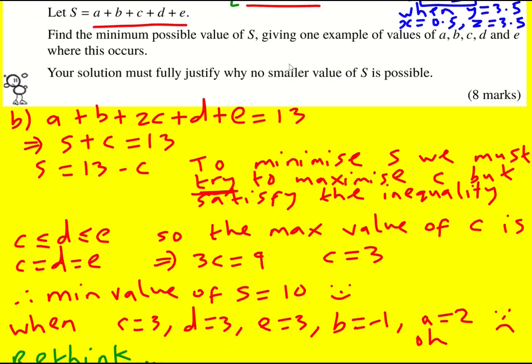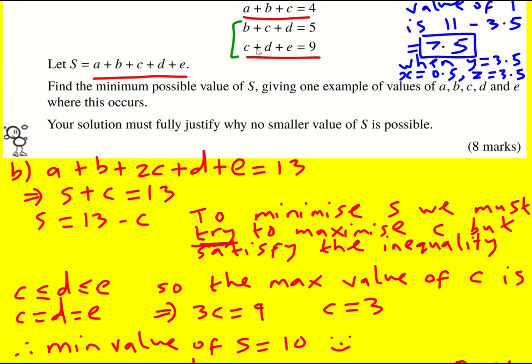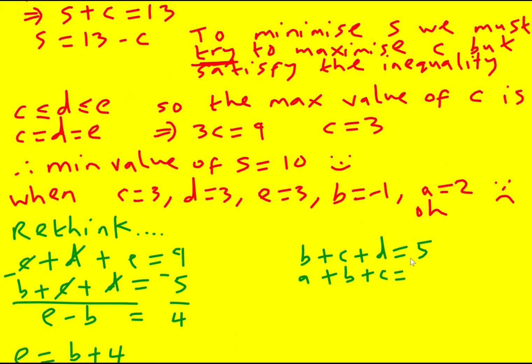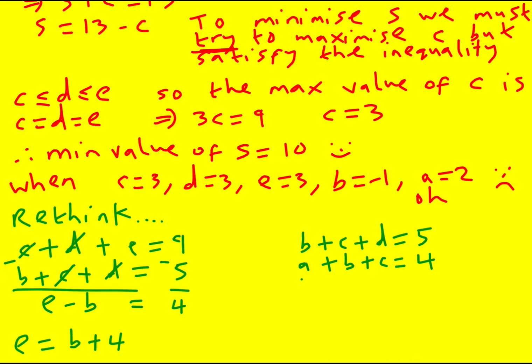And I can do the same with the other two. It's not really going to help if I do the top and the bottom one because only the C's are the same. Or maybe it will help, but it seems best at first to do these two. So B plus C plus D is 5, and then A plus B plus C is 4. Okay, subtract them. I get D minus A is 1.